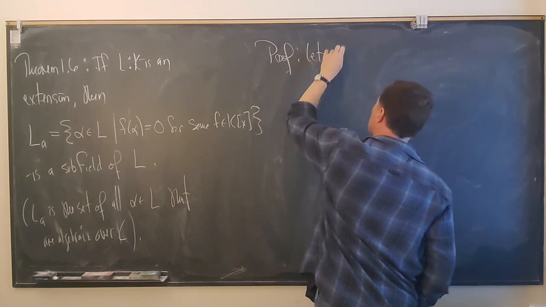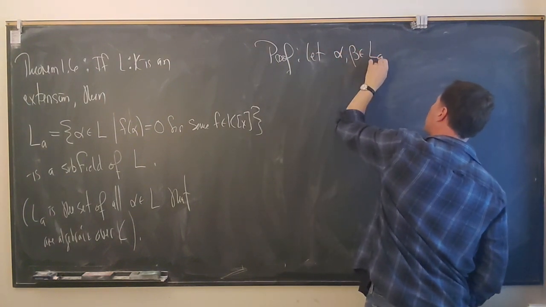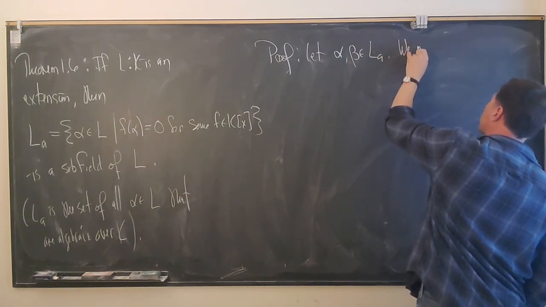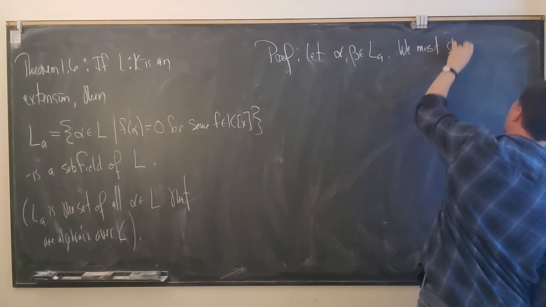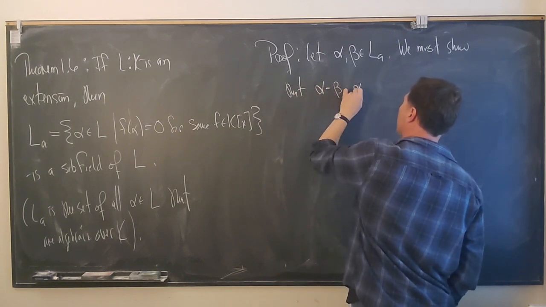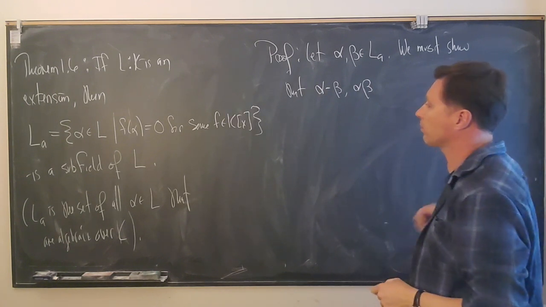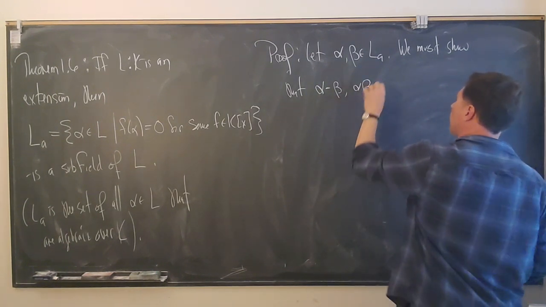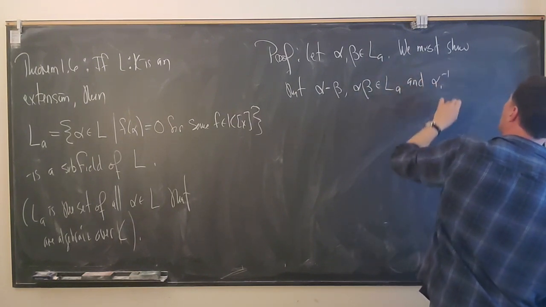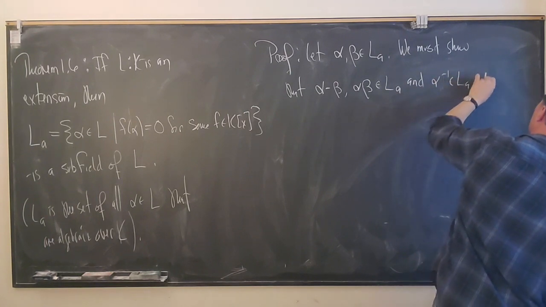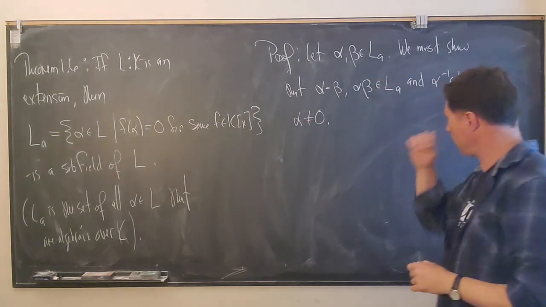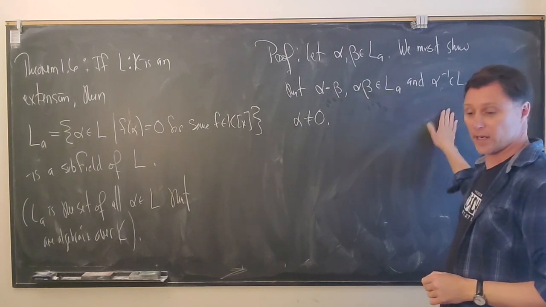let's let, say, alpha and beta be in L sub A. Let's show that alpha minus beta and alpha times beta are in L sub A, and also that alpha inverse is in L sub A when alpha is not equal to 0. Right? So closed under subtraction, multiplication, and inverses.